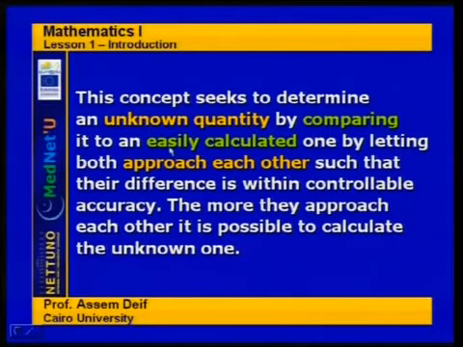To put it more precisely, it seeks to determine an unknown quantity by comparing it to an easily calculated one, by letting both approach each other, such that their difference is within a controllable accuracy. And the more they approach each other, the more it's possible to calculate the unknown one. That's actually the concept of limit.